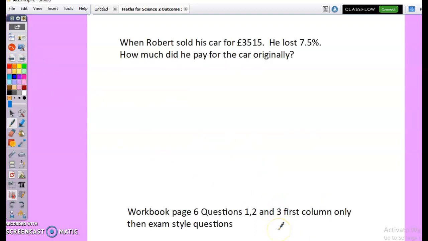What happens if it's a depreciation type one then? What happens if it's a takeaway one? Okay, so Robert sold his car for £3,515. He lost 7.5% on that. How much did he pay for the car originally? Again, we can't find 7.5% and add it on because we're finding a percent of the wrong amount. But what did happen is he paid 100% for his car. He lost 7.5%. So this time, instead of adding it on, we need to take it away. 100 take away 7.5 is 92.5%.